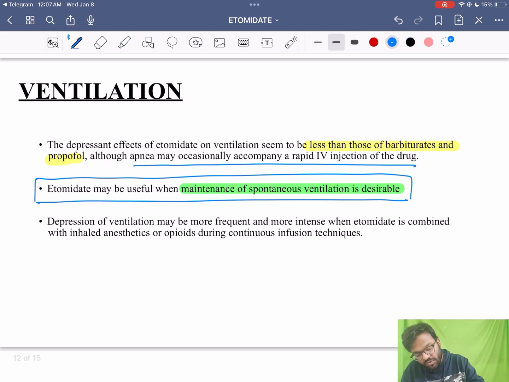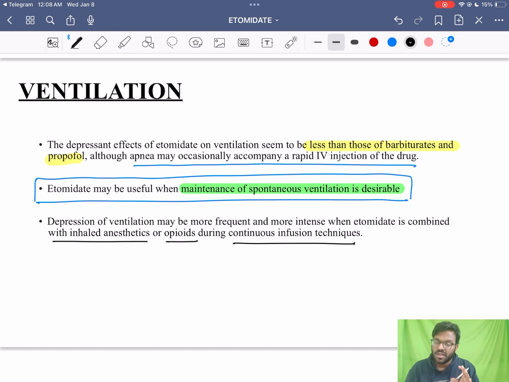However, if you combine it with some opioid or inhaled anesthetics or along with some infusions, you can depress the ventilation more with etomidate. Etomidate again will start acting like other drugs and it will cause ventilatory depression.